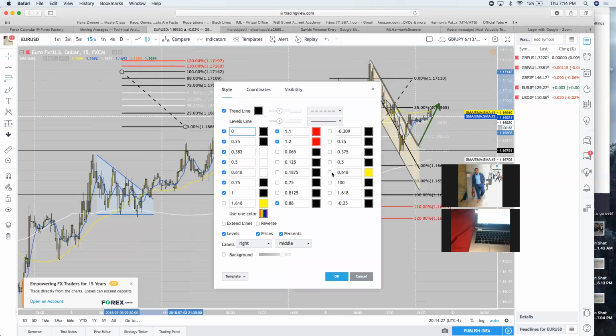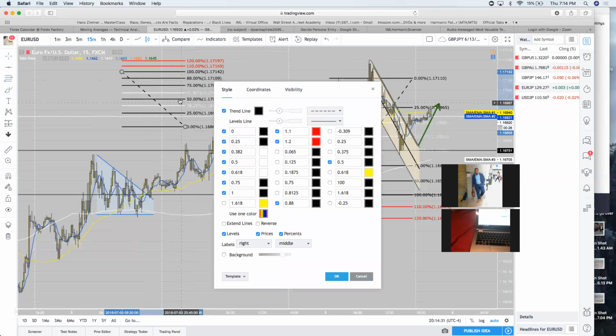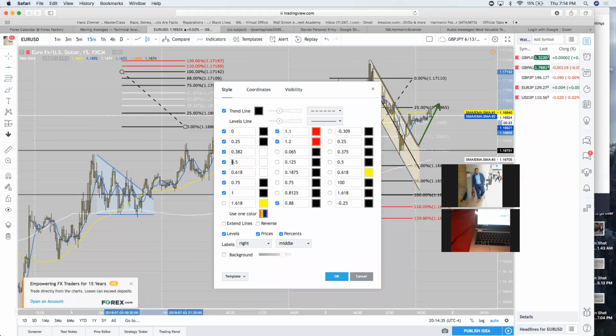So if you want to use a 0.5, just click on this and you see the 0.5 come on your screen. But seeing the fact that I already have the 0.5 clicked already, I don't need to click this 0.5 twice, all right? So whatever levels that you would like to use, just click on the little blank tab next to it, and you're able to use that.